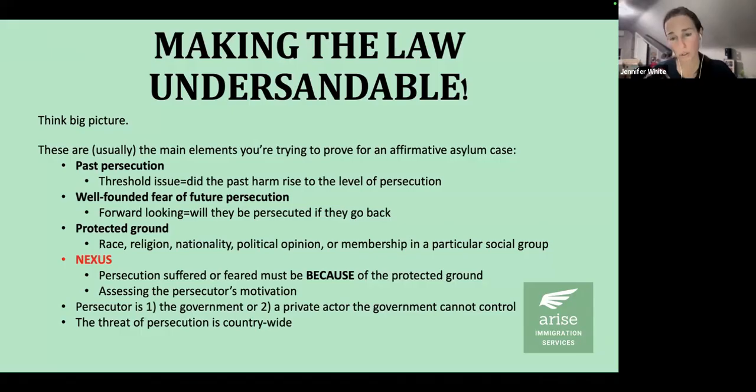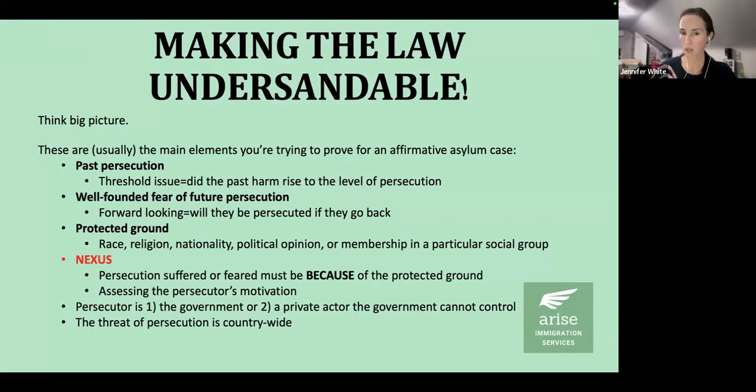Membership in a particular social group is a much more complex idea. So it's obviously a group that's targeted in some way, with some characteristics that they share. But the case law about particular social groups has evolved so much over the last 10 years that it's become a very challenging thing to prove, because there's a three-pronged test that you have to prove in order to present a cognizable particular social group to the government.